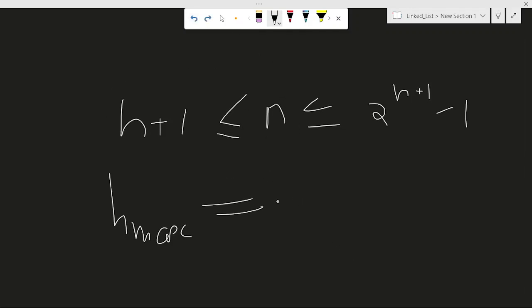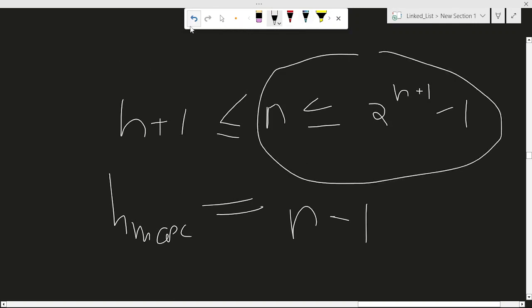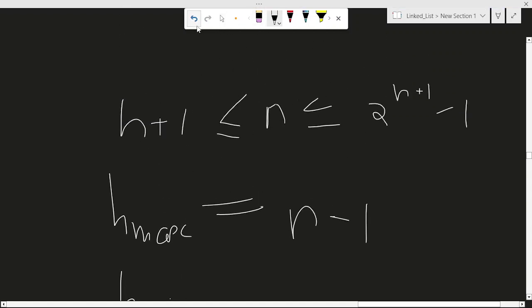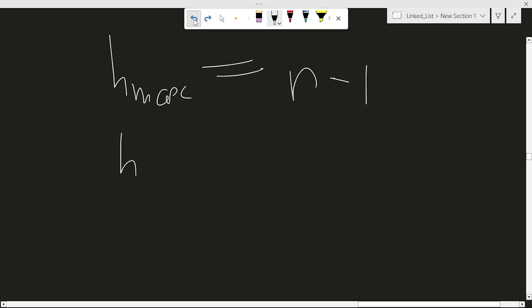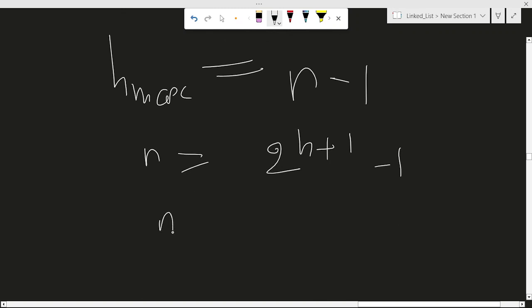For h max I got n minus 1. For h min, I will consider these two things, so it is logical, right? Before that, let me write this expression and find h min. This expression is n is equal to 2 power of h plus 1 minus 1, right? Send 1 to that side: n plus 1 is equal to 2 power of h plus 1.